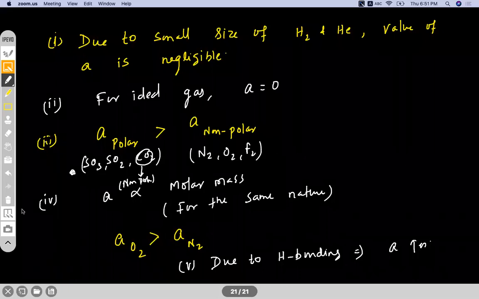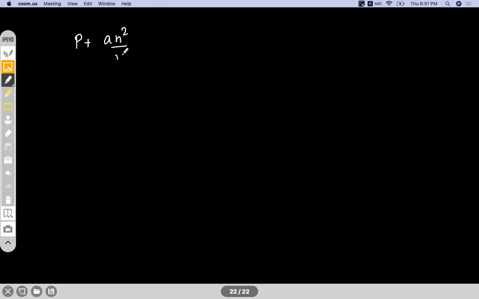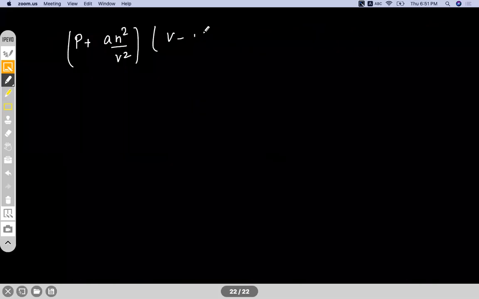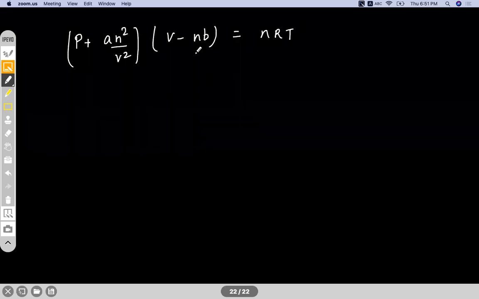So we had discussed the van der Waals equation, and the van der Waals equation is (P + an²/V²)(V − nb) = nRT. n is the number of moles, a is the pressure correction factor, which stands for intermolecular interaction, and b is the volume correction factor, which stands for the size of the gaseous molecule. More the molecule size, more will be the value of b. Okay.